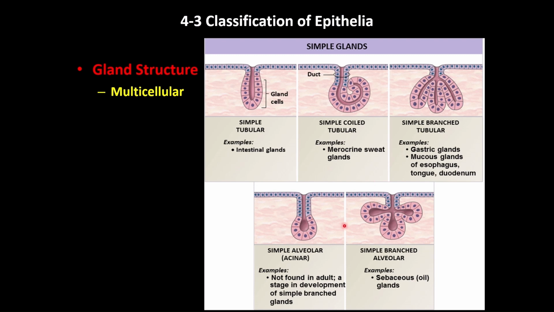Then the alveolar or acinar ones are two types. One is simple alveolar, which is not that important in adults, and the simple branched one you can see in the sebaceous gland that produces oil. So this is one gland here, one gland here, one gland here, but they have only one duct, and then the secretion goes to the surface around here.